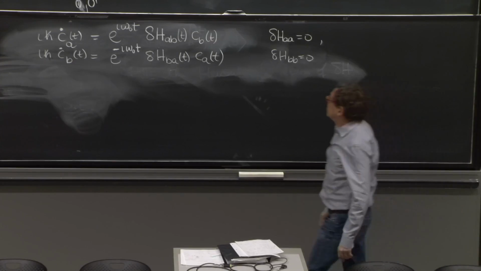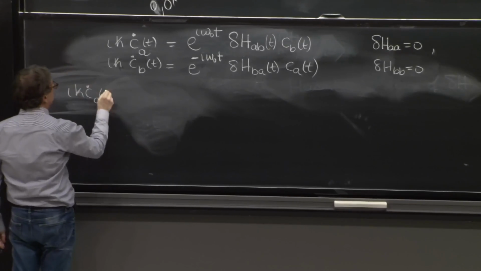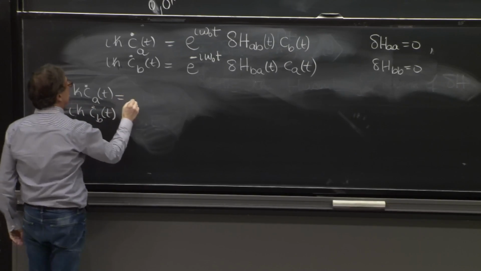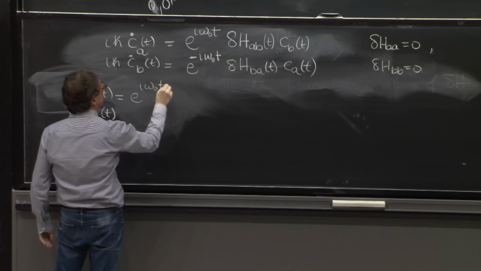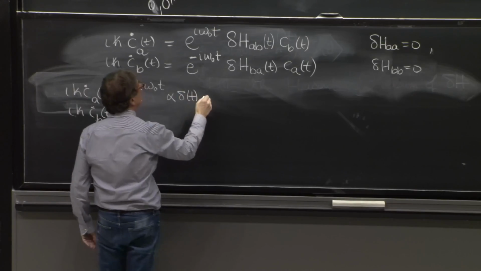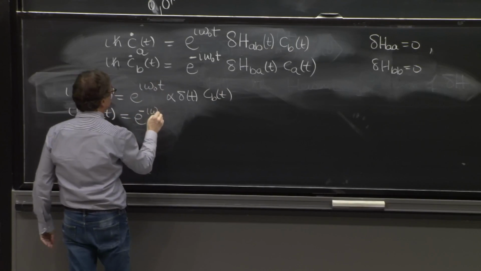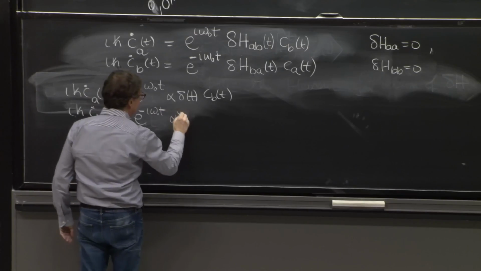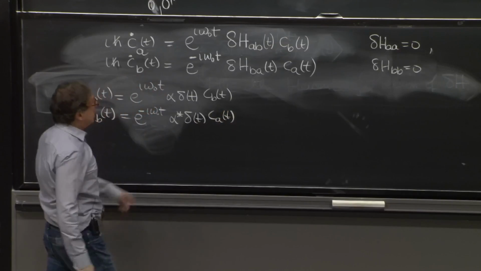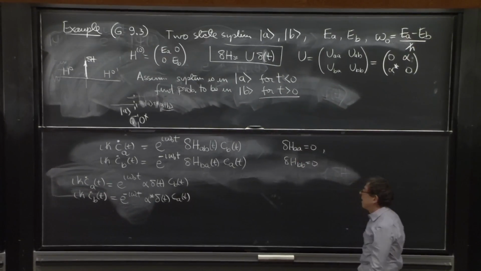And now, I'll just write it. i h bar C_B dot of t is equal to e to the i omega_0 t, delta H_AB was alpha delta of time, C_B of t. And this is e to the minus i omega_0 t, alpha star delta of time, C_A of t. H_BA was U_BA, which is alpha star times the delta function of time.